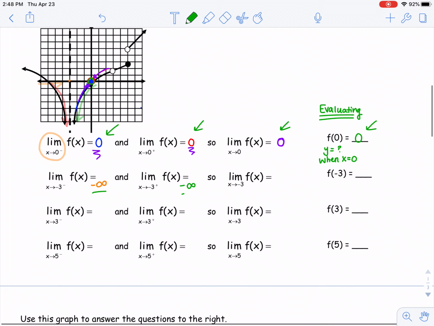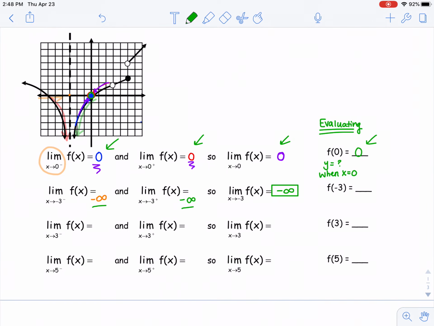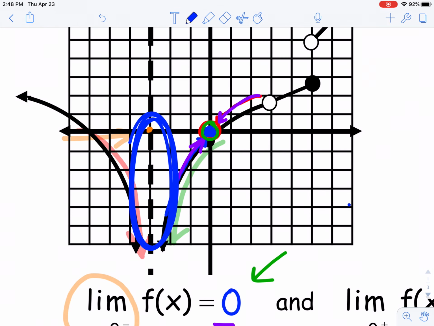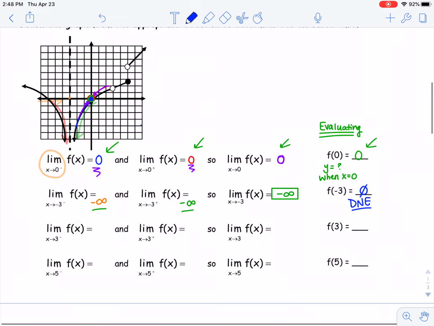Since these are the same, the overall limit as x approaches -3 is -infinity. Now, what is y when x is -3? Well, there's a problem. There is no y value when x equals -3. There's an asymptote there. So that's a no solution, or it does not exist, okay? Because there is no dot on -3, but that doesn't mean that the graph isn't approaching -3.